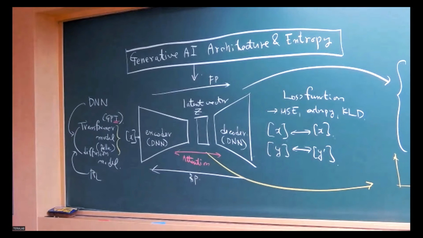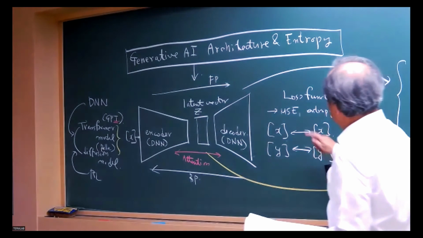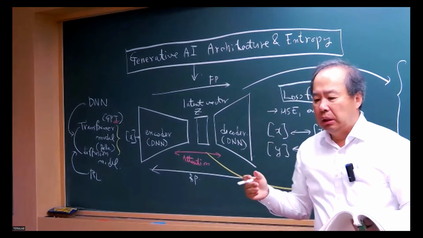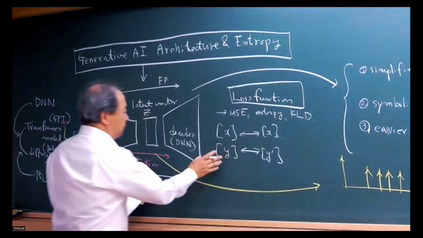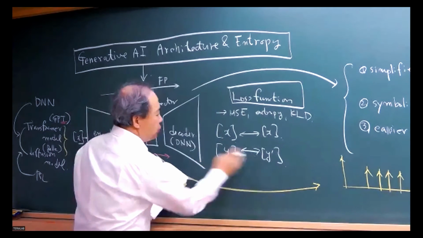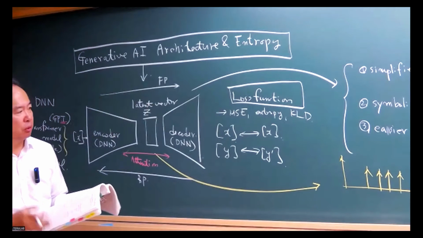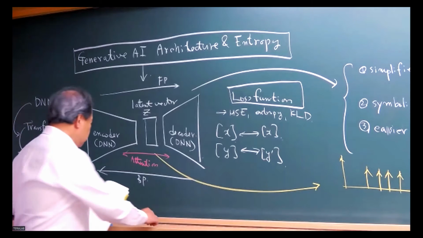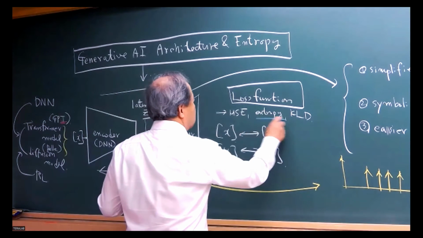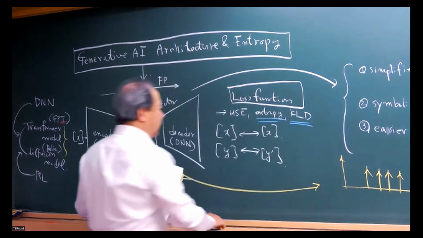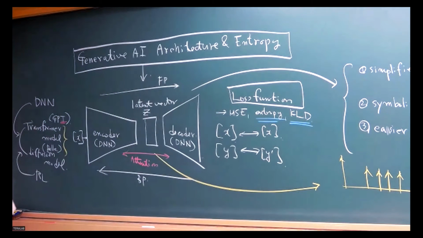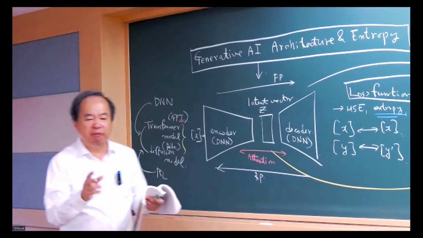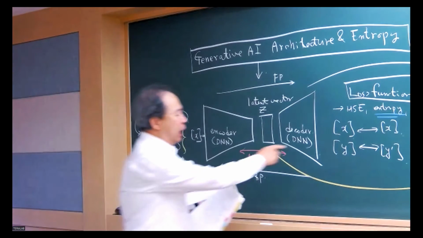So during the training process, we have to define a loss function: how close our output of generative AI is to your reference text or images. The most commonly used loss function is entropy or KL divergence. You remember that entropy is the amount of information needed to describe your output.